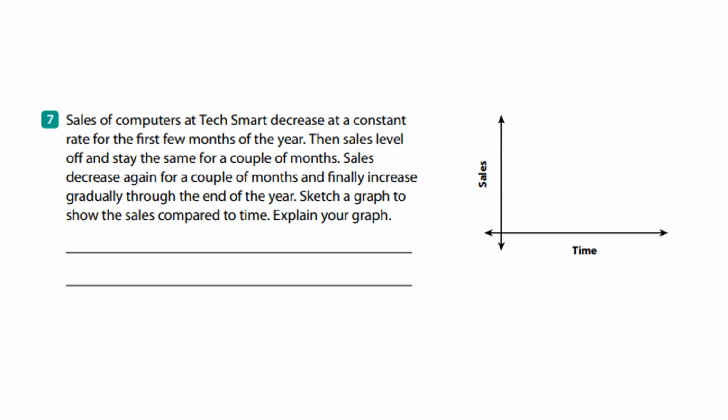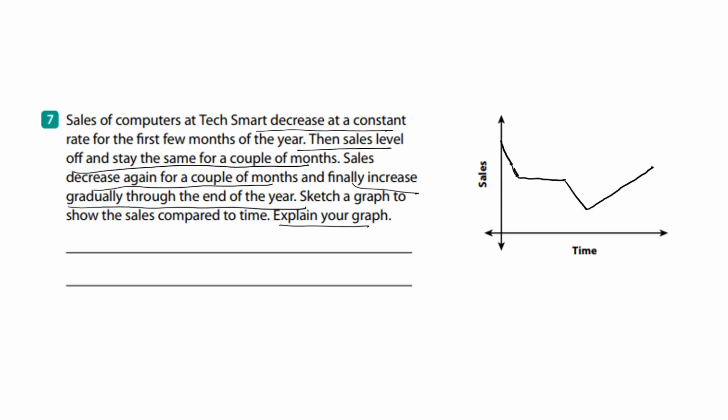So they are going to decrease at a constant rate for the beginning. So we're going to start high and we're going to decrease, meaning we're going to go down. Then the sales level off and stay the same. So that's going to be represented by a straight horizontal line. They decrease again for a couple of months, and then they increase gradually through the end of the year.